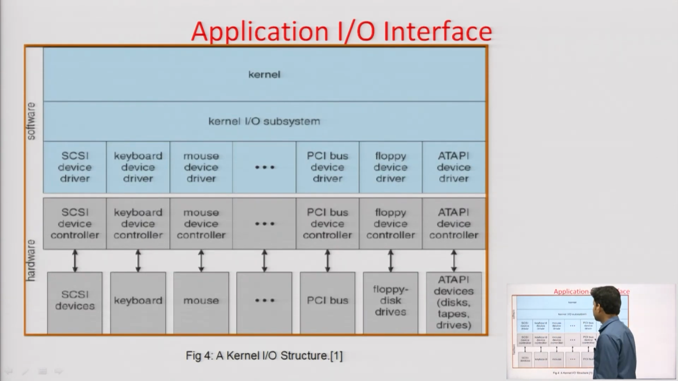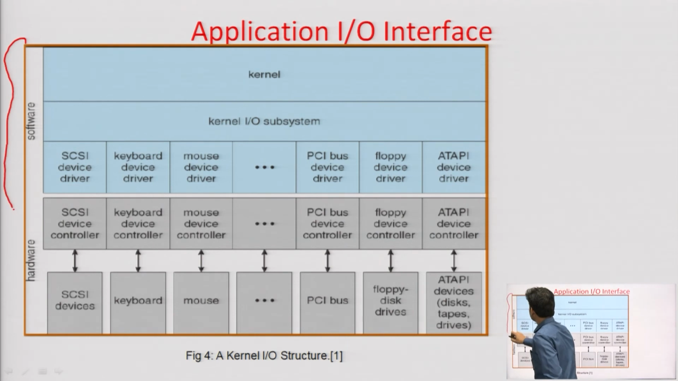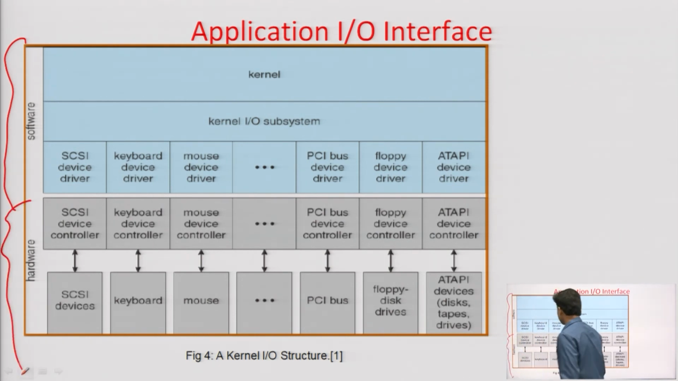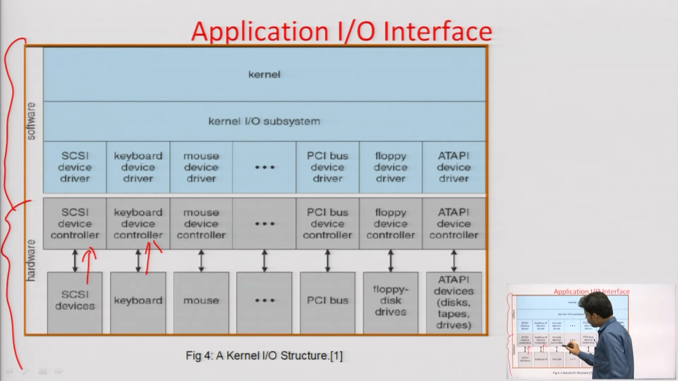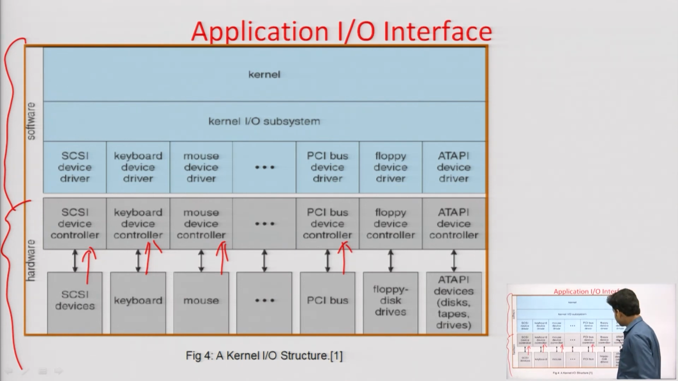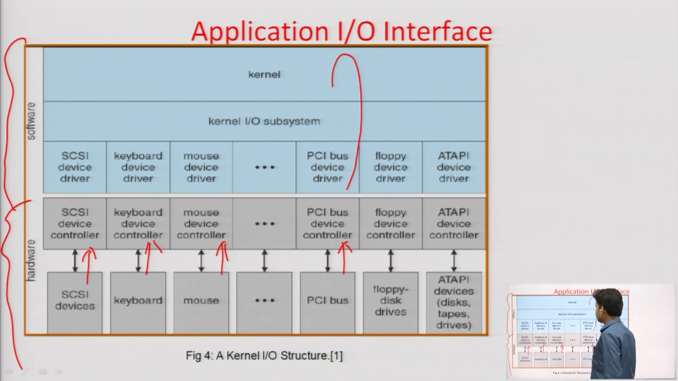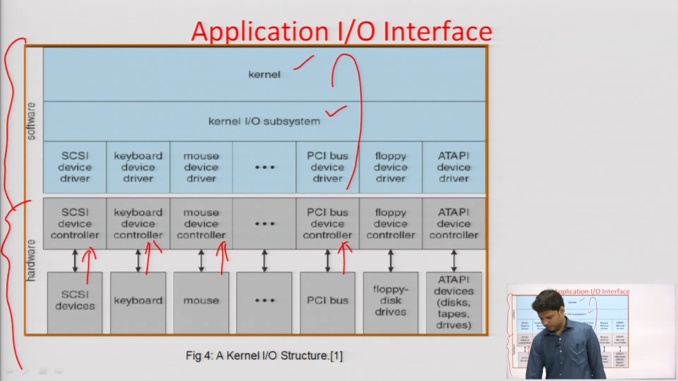This is in a diagram. You can see this is your software and this is your hardware part. Each hardware has its own controller: the keyboard has its own controller, SCSI devices have their own controller, the mouse has its own controller, the PCI bus has its own controller. But the device driver is inside the software part. The software is divided into the kernel, then the kernel I/O subsystem, and then these drivers are here, which are providing an abstraction to the users.